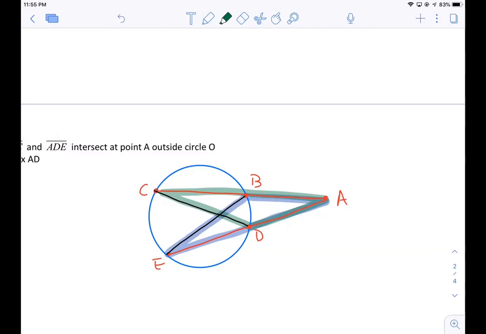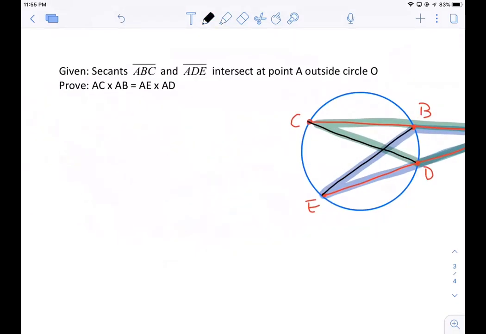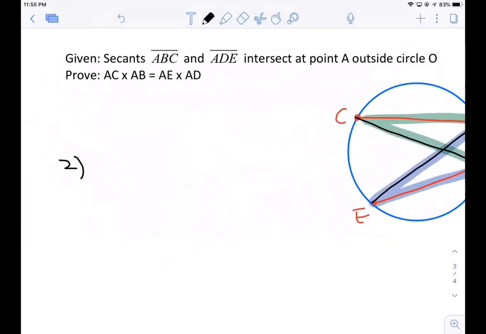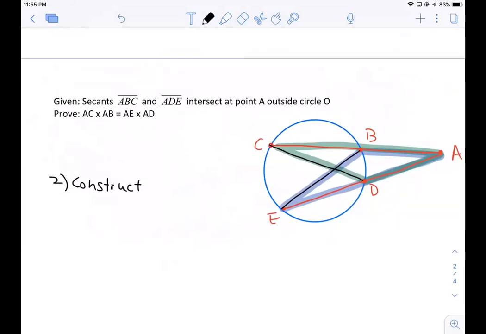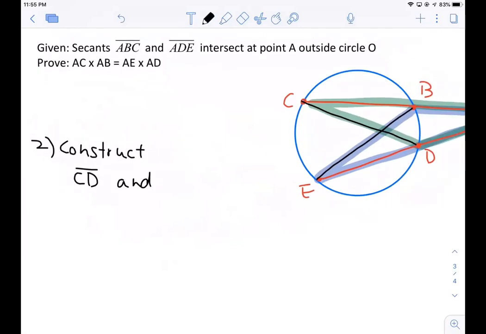You might be thinking, oh, this looks pretty congruent to me, right? But that's not what we're trying to do. We're trying to prove them similar. So how can we do this? Well, let's get started. Start at step 2. Step 1 is the givens. Step 2, we're going to do our constructions again. All right, same reason as before. Construct chord CD and EB. Construct CD and EB.